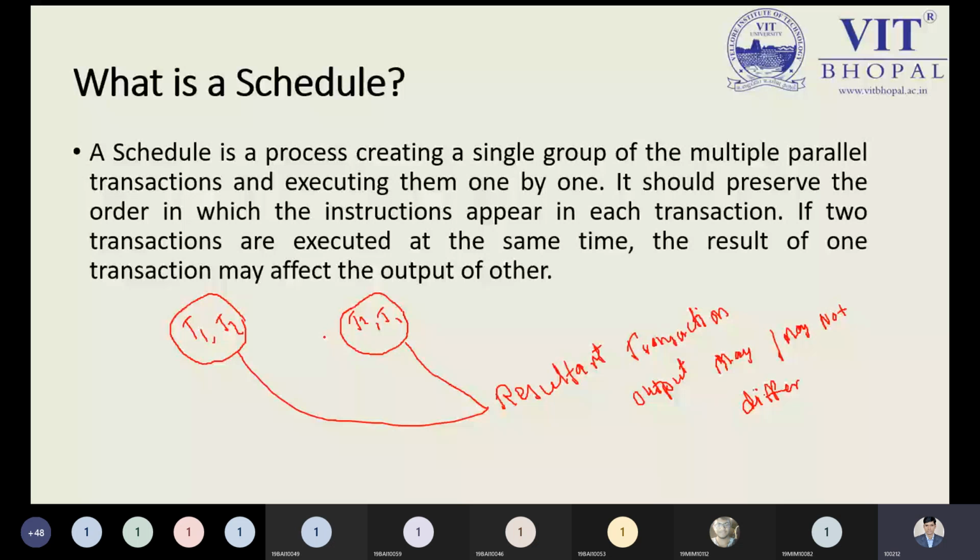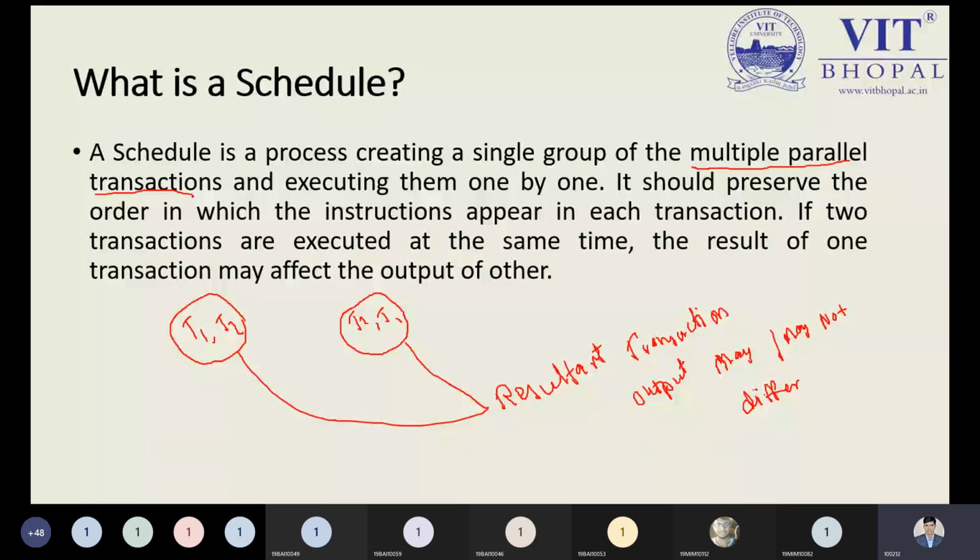A schedule is the process of creating a single group of multiple parallel transactions. This is the point you need to keep in mind: multiple parallel transactions. It means that at any moment we are executing one transaction, but it is also possible that at a single moment we can execute multiple transactions. I'm taking a very simple example.